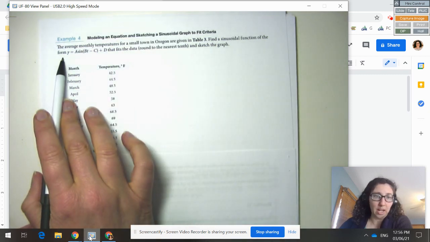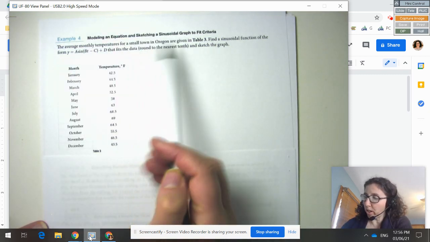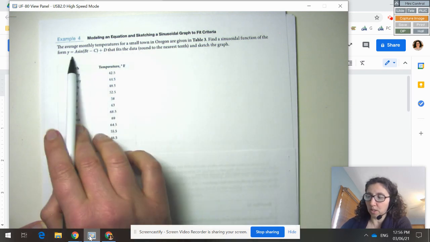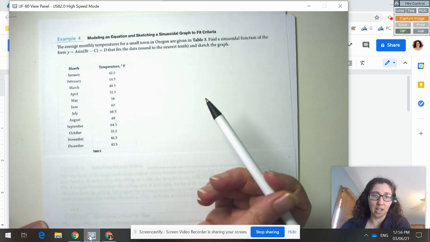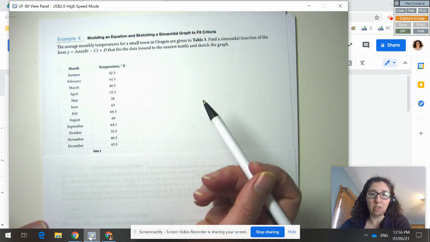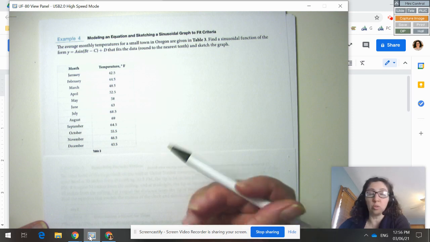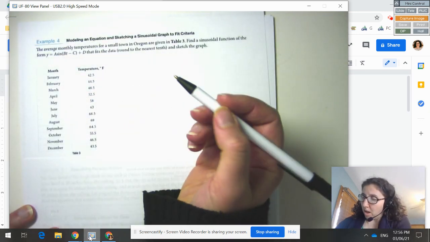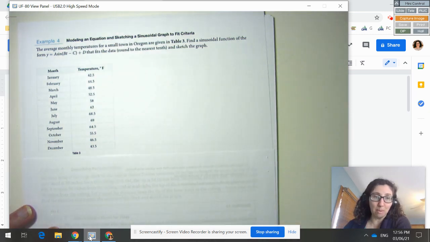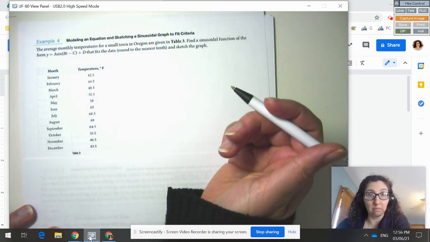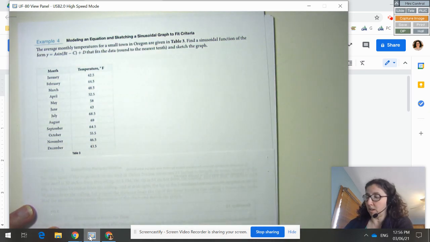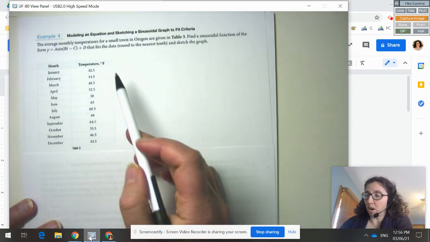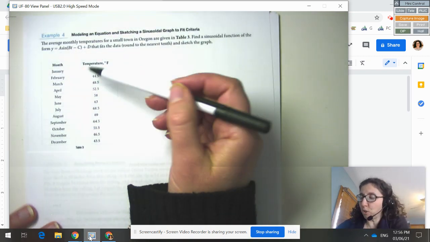So let's look at this data. The average monthly temperatures for a small town in Oregon are given here. Find a sinusoidal function of this form that fits the data and sketch the graph. And this makes sense because weather is periodic, right? Winter's cold, summer's warm. All right, so we've got this data. And the other thing about real life data is sometimes it's kind of messy, right? It doesn't always fit perfectly. We're going to have things that kind of fit it, but aren't necessarily going to fit every exact point. So we're going to have to do the best we can.